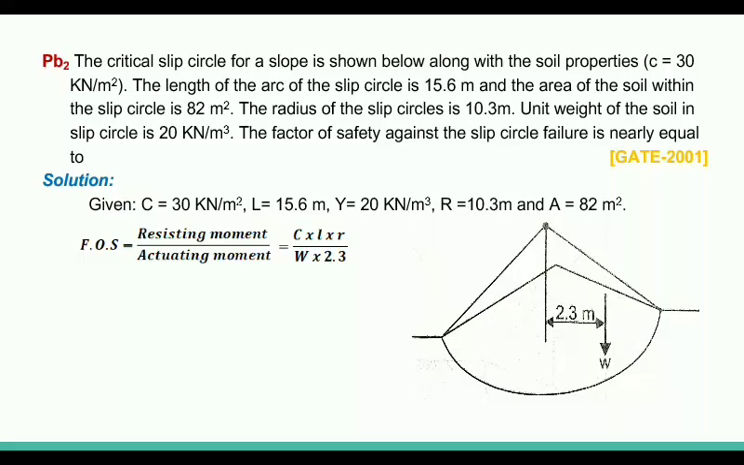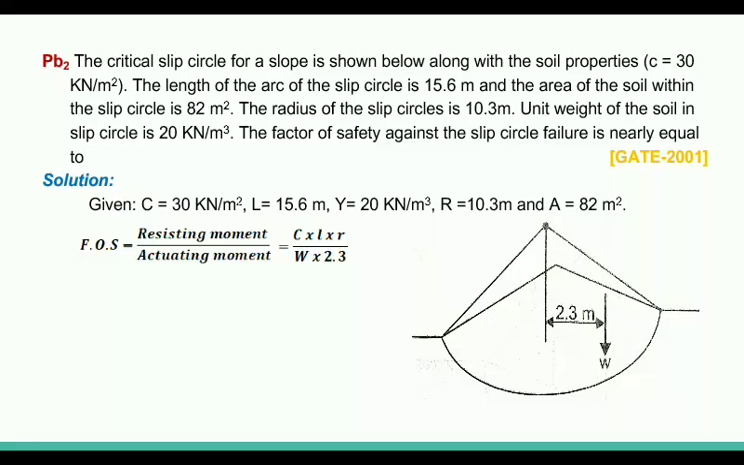For the overturning moment, we write W into 2.3. What is the meaning of W into 2.3? The weight acts at the centroid, which is 2.3 distance from O, as given in the question. So we take the moment as weight into perpendicular distance from O, which is 2.3. So we can write W into 2.3.